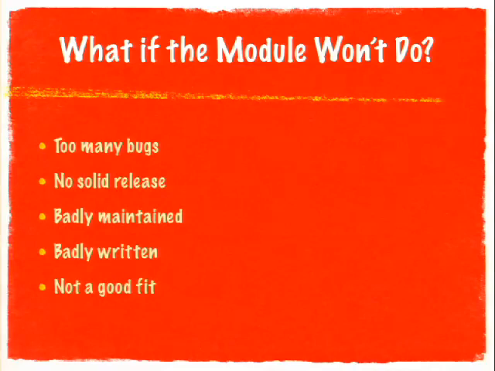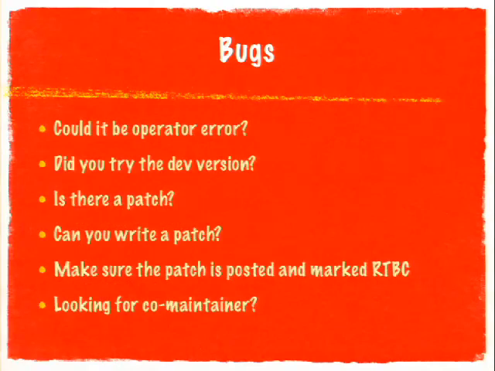So let's say we get through that whole exercise and we're coming up empty. I couldn't find a module. The modules I found didn't work. There's bugs. The release is shaky. It doesn't look like they've got a stable release. Let's talk about some of the kind of problems that we can run into. What are we going to do about this?